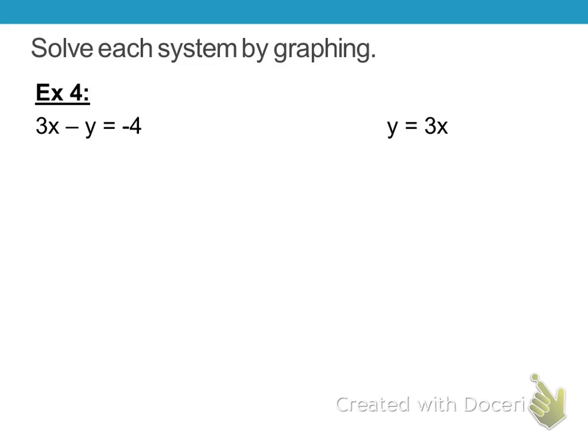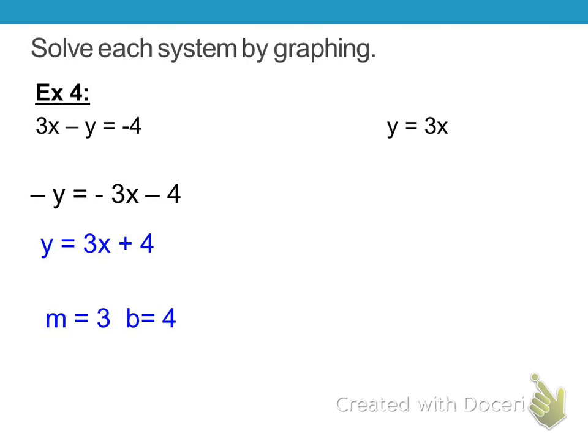How should I start this? Subtract 3x from both sides. Good. Then what? Divide everything by -1. Good. So we end up with y equals 3x plus 4. My slope is 3 and my y-intercept is 4. I'm going to wait and graph it in a second.